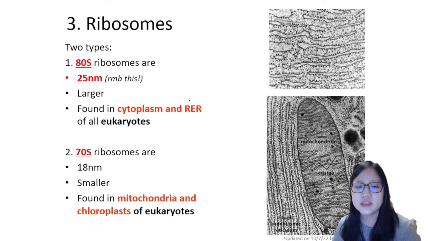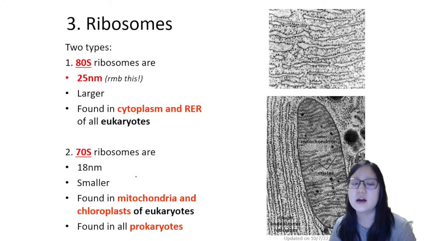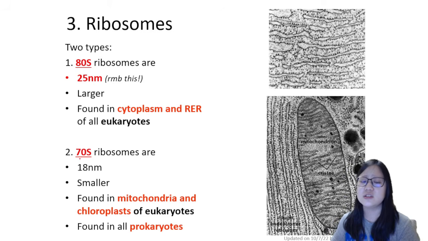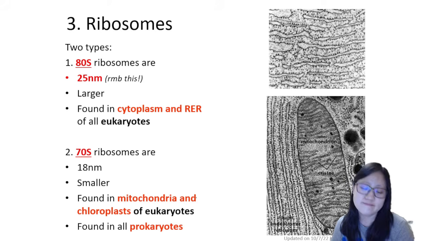And of course, prokaryotes also have 70S ribosomes. They are just a bit smaller. S is actually a kind of unit for size. Let's leave it at that.